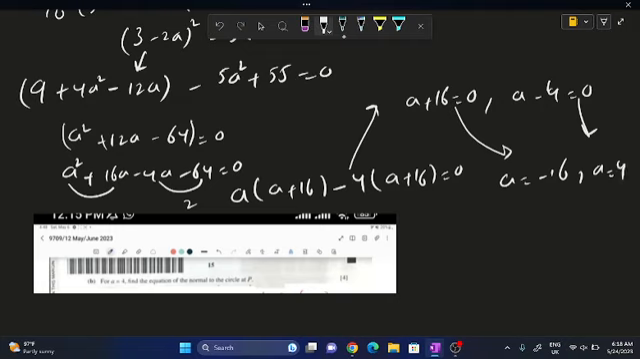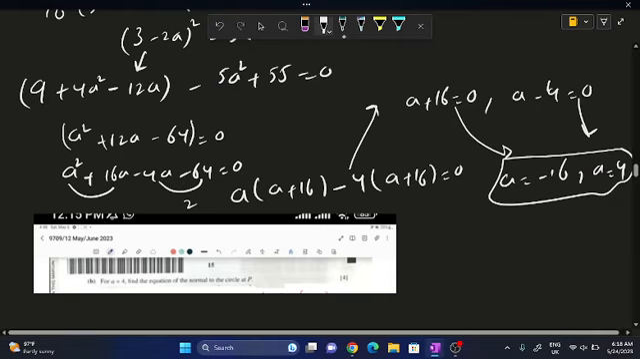So it is proved that one of the values of a is 4 and the other value of a is minus 16, which I had to find. So that's all about question number 10.